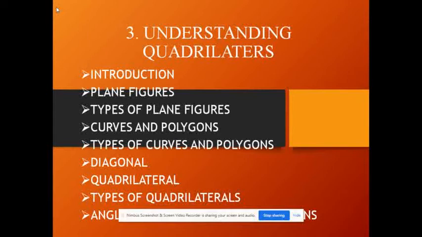This is our third chapter, Understanding Quadrilaterals. These are the things we are discussing in this class: introduction, plane figures, types of plane figures, curves and polygons, types of curves and polygons, diagonal, quadrilateral, types of quadrilaterals, angle sum property.